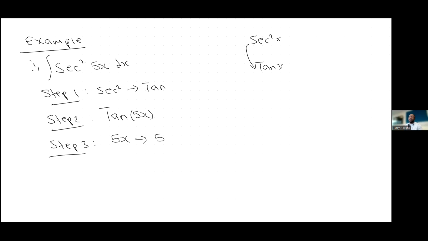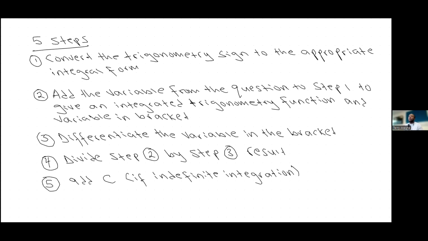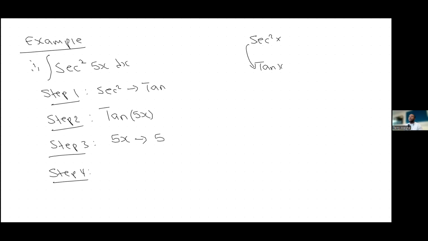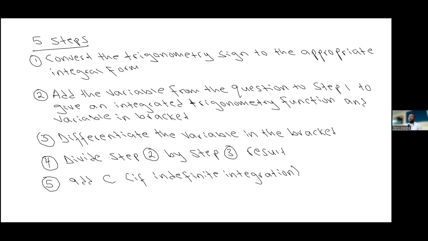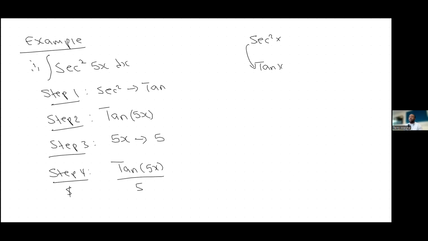Then step 4, what do we do? Step 4, you now divide step 2 by step 3 result. So step 2 we have here to be tan 5x. Then you now divide this by step 3, which is what? 5. Then when you have this, then step 5, you now add C to it. So I'm going to say step 4 and step 5. And that will give us plus C. So the answer for this is going to be tan 5x divided by 5 plus C.